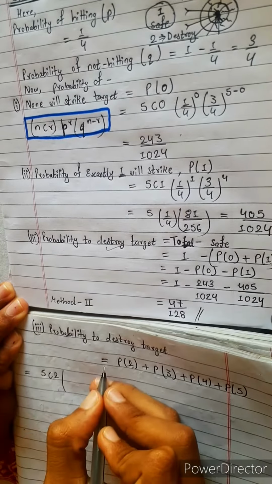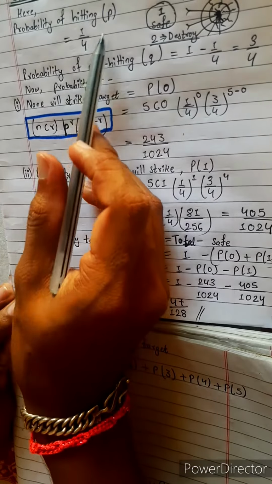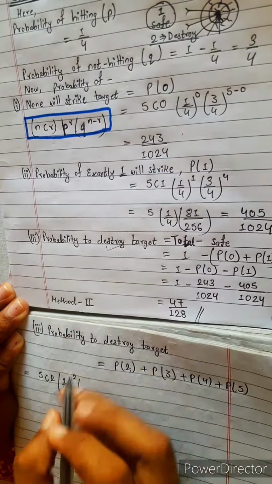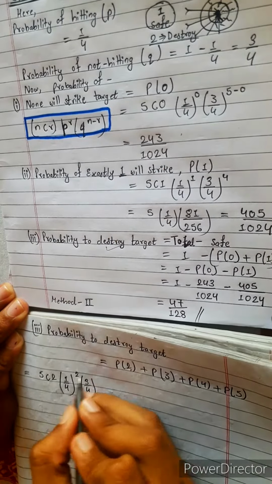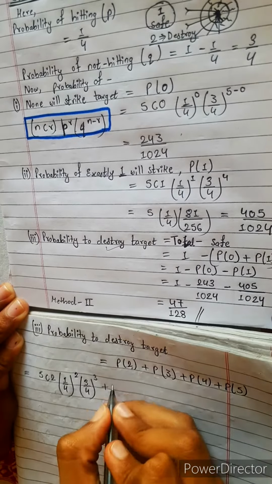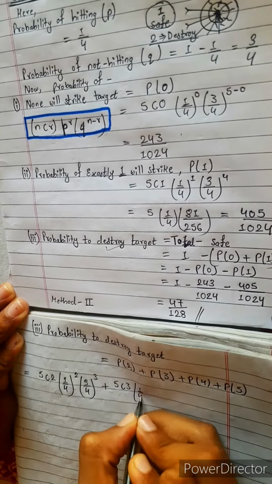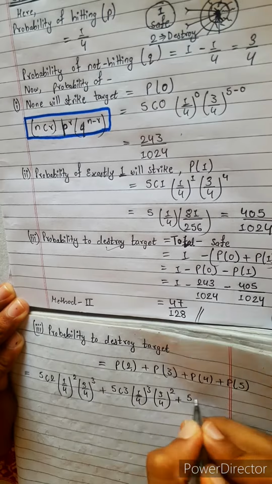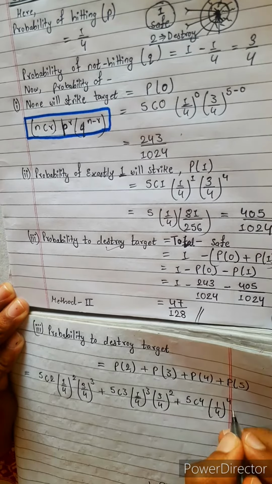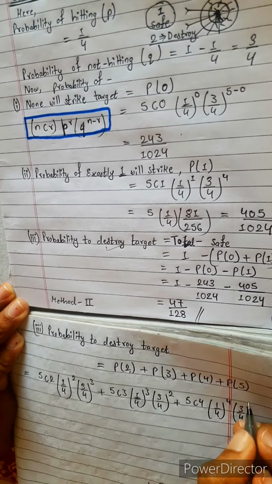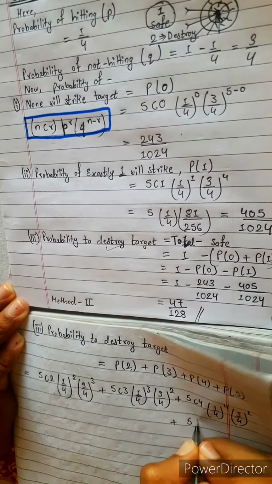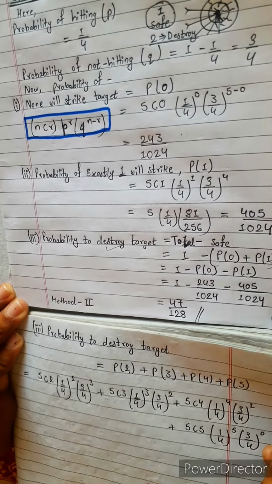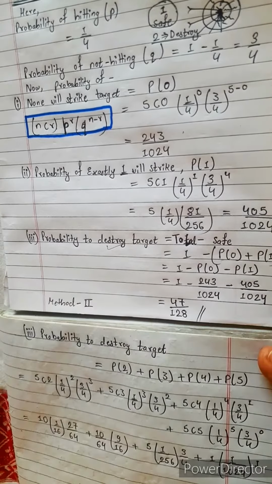5C2. And P is how much? P, just now we have calculated, 1 by 4, power 2, and 3 by 4 is Q, 3 by 4, power 5 minus 2, it is 3, plus now for P3, 5C3, 1 by 4 power 3, 3 by 4 power 5 minus 3, it is 2, now for P4, 5C4, 1 by 4 power 4, into 3 by 4 power 5 minus 4, it is 1. Plus for P5, 5C5, 1 by 4 power 5 into 3 by 4 power 5 minus 5, 0. So do you understand this? Yes. And after this, we will get this step.